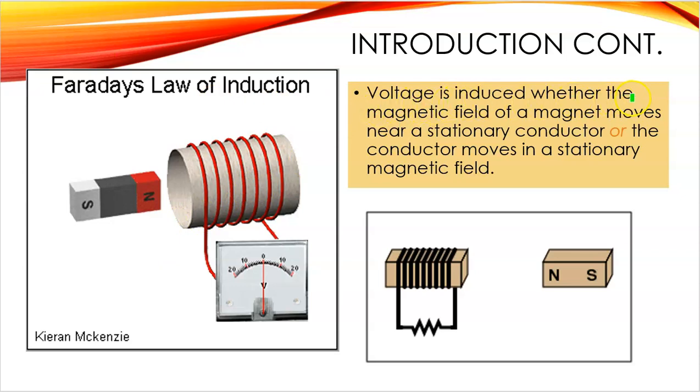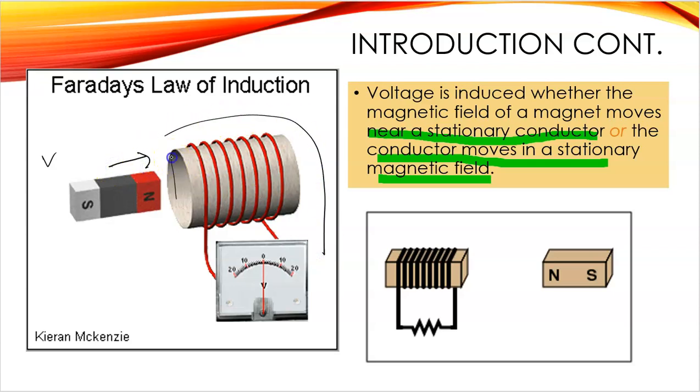A voltage is induced whether the magnetic field of a magnet moves near a stationary conductor or the conductor is moved in a stationary magnetic field. As you can see, we have two pictures, two different scenarios. In this picture, the magnet bar moves towards the stationary conductor. The whole of this is actually the conductor. When this magnet bar moves close and goes inside the conductor wire, I will observe some changes on this voltmeter, hence induced EMF is produced.